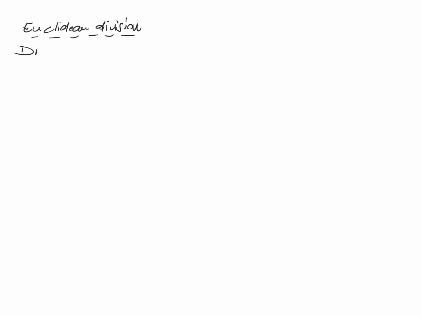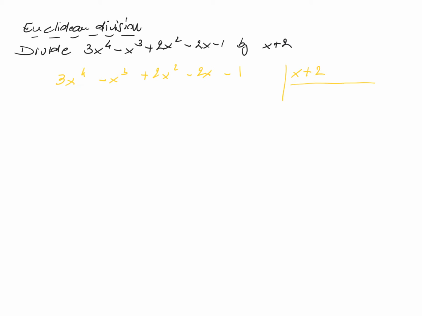So we assume that we want to divide the polynomial 3x to the power of 4 minus x to the power of 3 plus 2x squared minus 2x minus 1 by another polynomial being x plus 2. So what we do is we write p of x, 3x to the power 4 minus x to the power 3 plus 2x squared minus 2x minus 1, on the left side. And then we want to divide it by x plus 2. So this one we write on the right side. And then we just work step by step, from the left side to the right side.